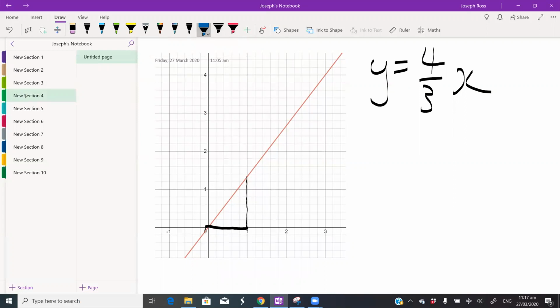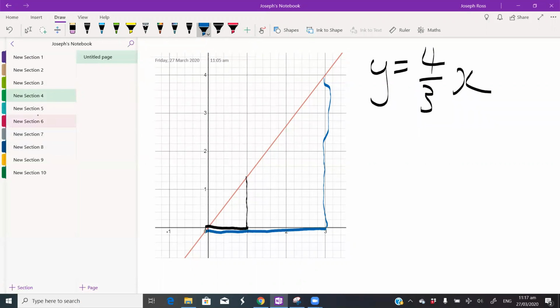So if we look at what happens if we go with a run of 3, in other words 3 units across, from 0 to 3, we are going up by 4 units there. So 4 units up for 3 units across.